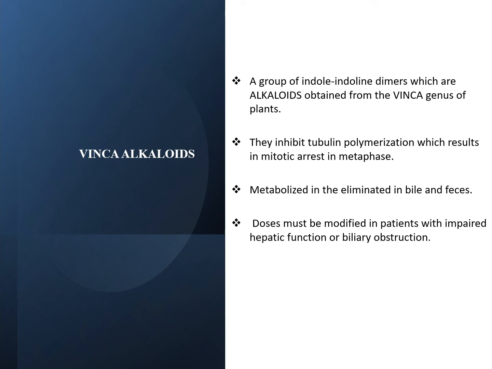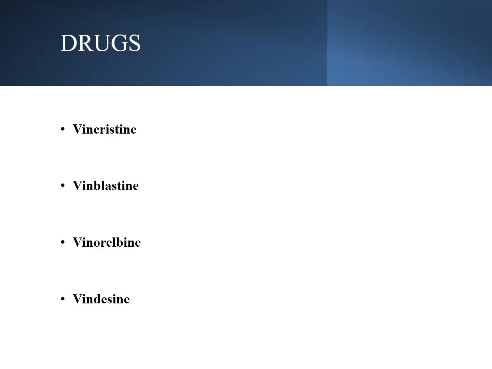They are metabolized mainly in the liver, eliminated in bile and feces. So, since they are metabolized in the liver, dose adjustment should be maintained in patients with impaired hepatic function or dysfunction, or with patients who have pulmonary obstructions. Belonging to this group, we have vincristine, vinblastine, vinorelbine, and vindesine.